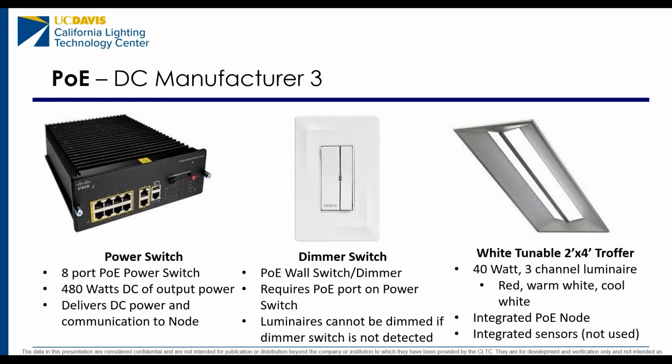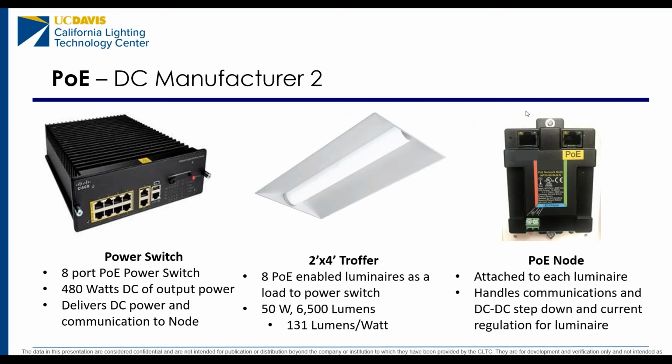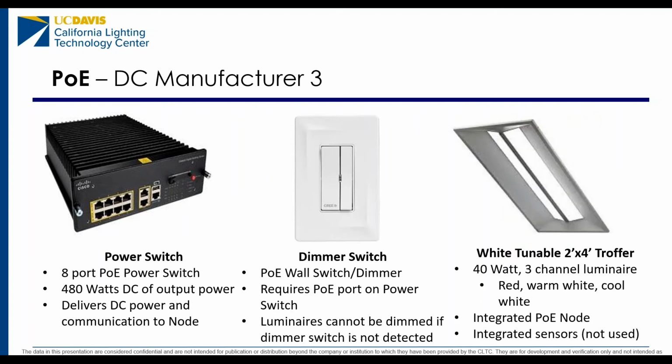Another thing to note is that the DC Manufacturer 2 system, let's see if I can go back a slide. As you can see here, the PoE node has 2 RJ45 connectors. One is for power in, and the other is to allow you to connect another PoE-enabled device in series. What that allows you to do is hook up all 8 luminaires to each of the 8 ports of the PoE switch. But if you wanted to hook up a sensor or a wall switch, you could daisy chain it off of one of these fixtures and not have it occupy one of the 8 ports.